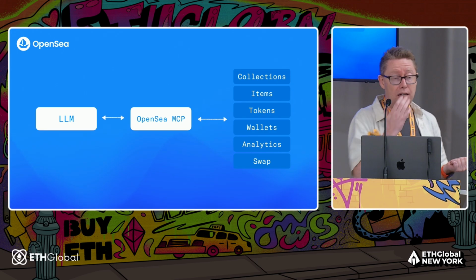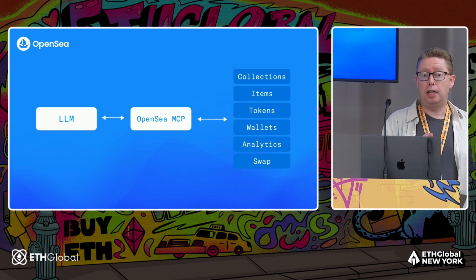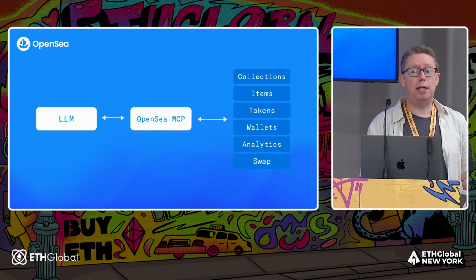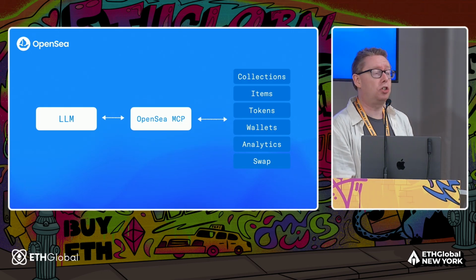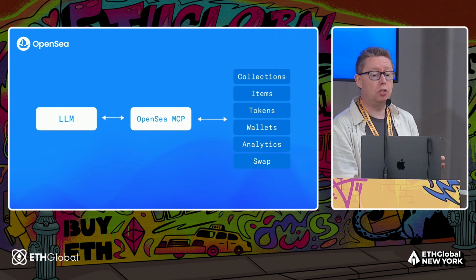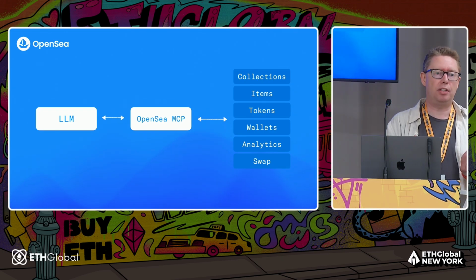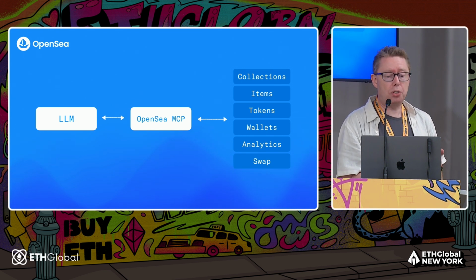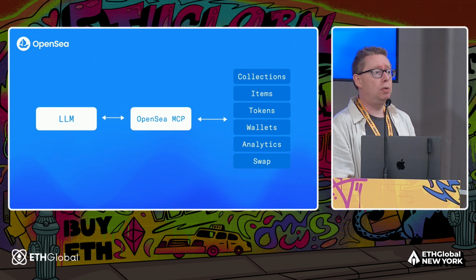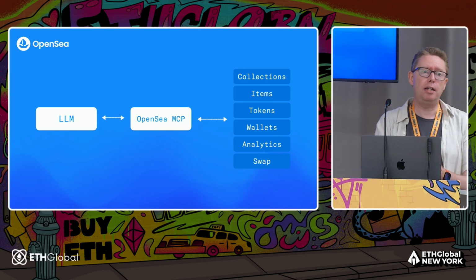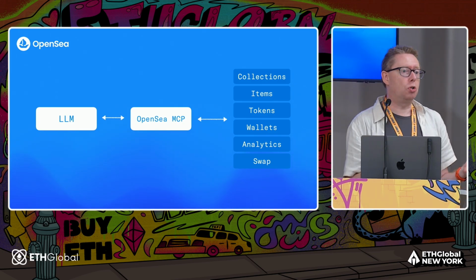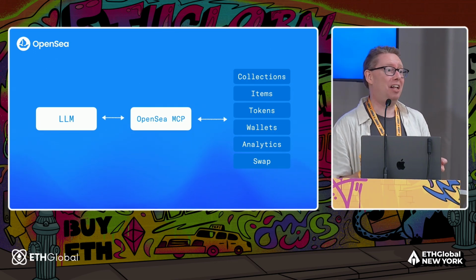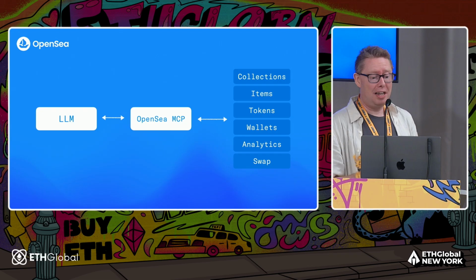So what is OpenSea MCP? It gives your LLMs access to OpenSea data and, in some cases, actions. If you're familiar with our API, it is very similar. You can access collections, items, tokens, wallets. You can get analytics of on-chain events, and you can build everything around that. And also, you can do swaps. We can give you a transaction that you can sign and submit on-chain and automate the trading and really think about how agents can help you make money, because we all want to make money, right?